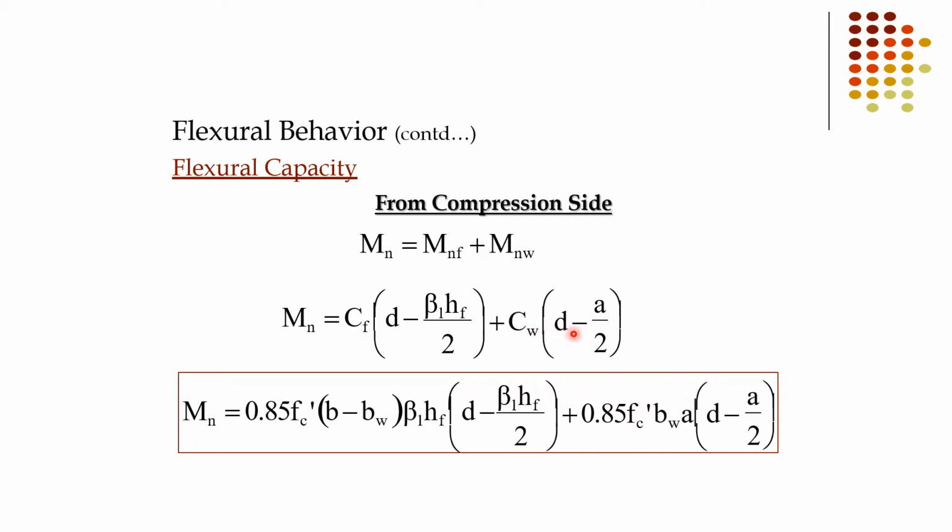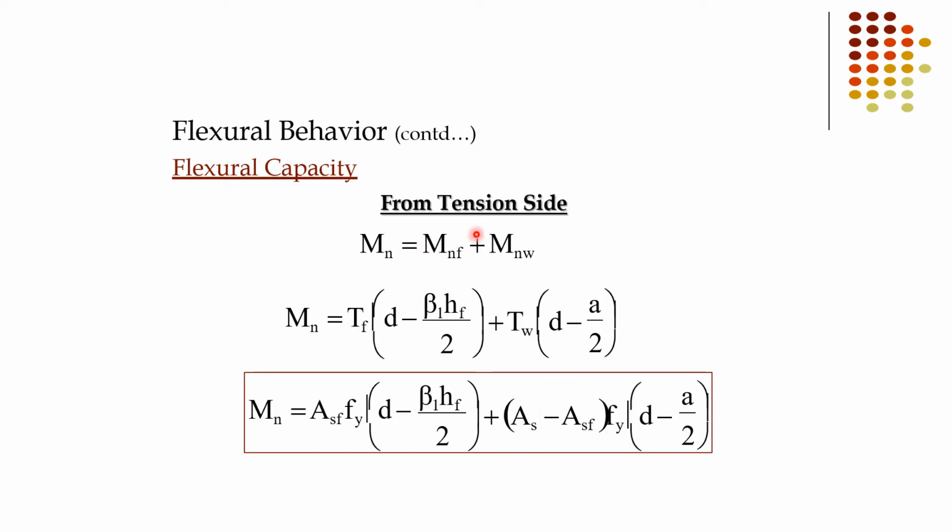For the web, the lever arm is d minus a by 2, and for the flange, it is d minus hf by 2. Cf value is already calculated as 0.85 Fc prime (b minus bw) into beta 1 hf, that is the force, and for Cw it is 0.85 Fc prime bw a. Now from the tension side, MNF and MNW, that is Tf and Tw. Tf is equal to Asf Fy and Tw is equal to (As minus Asf) into Fy.